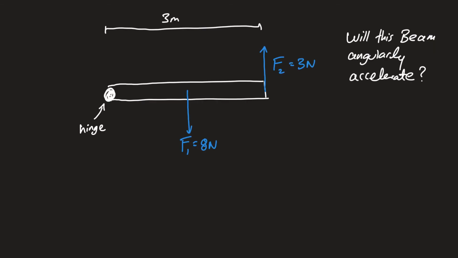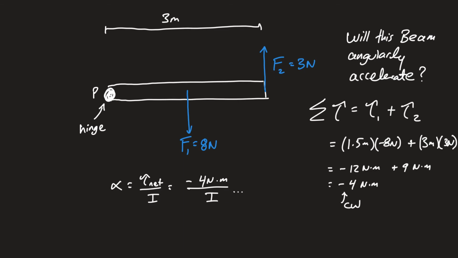All right, so here's another example. Very similar setup. We have a hinge, call that point P. That'll be our fixed point that we will choose. And the beam is 3 meters in length. There's no gravitational field to worry about here. And we have the application of two forces, F1 and F2, and their directions are shown. My question to you to start with is, will this beam angularly accelerate? And if so, which way? Go ahead, give it a shot, pause the video, and see if you can get it.